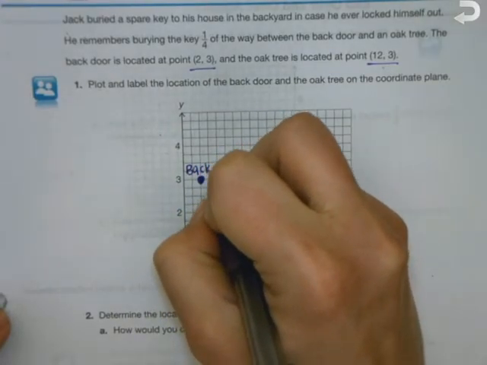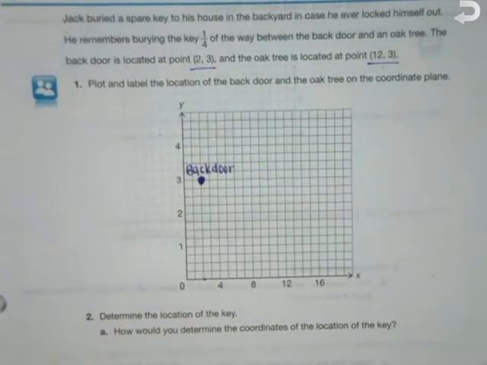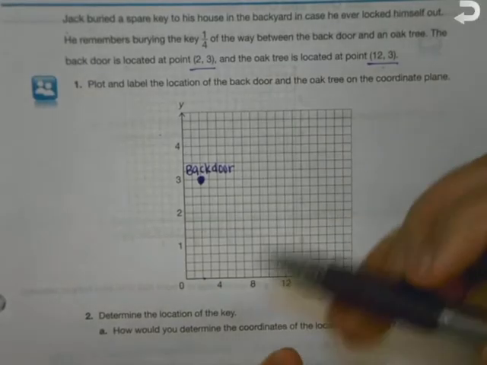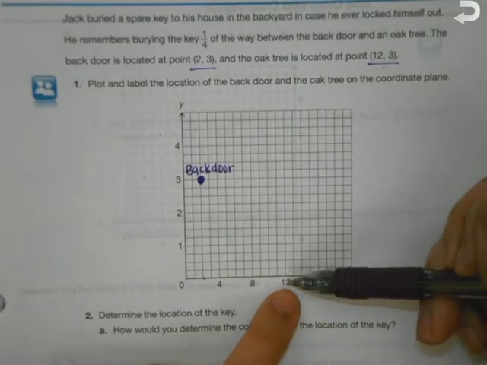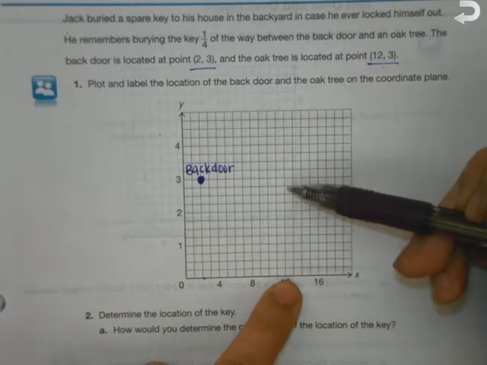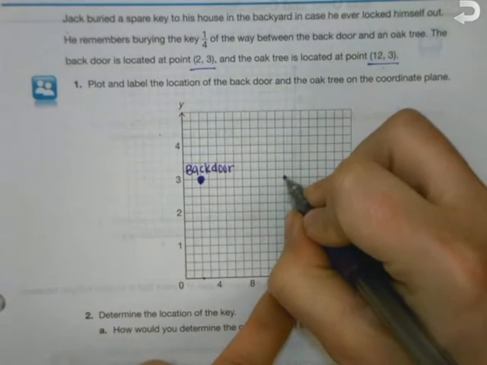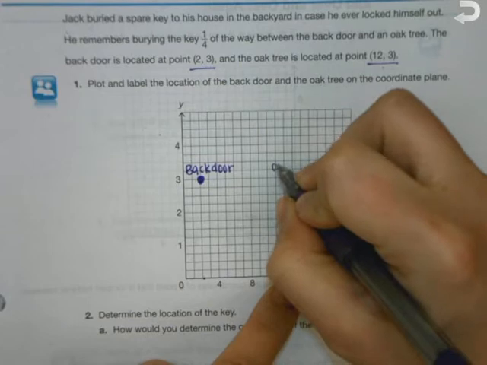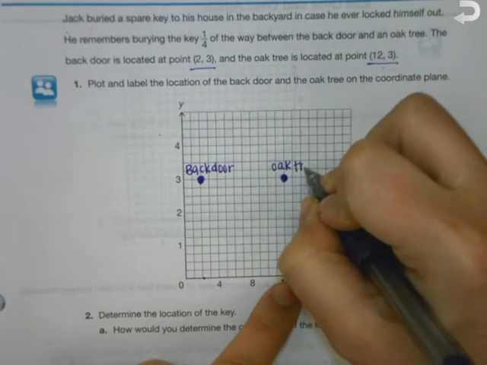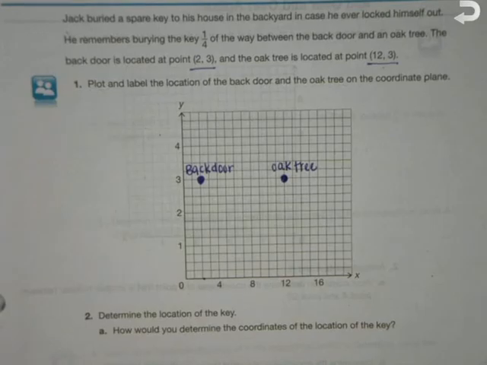Okay. And then the oak tree is at 12, 3. That's really nice because it's already labeled for me. And so then I'm going to go up to 3. So the oak tree should have been right here, and I'm going to label that oak tree. So far, so good? If you did not graph correctly, make sure you fix that right now.